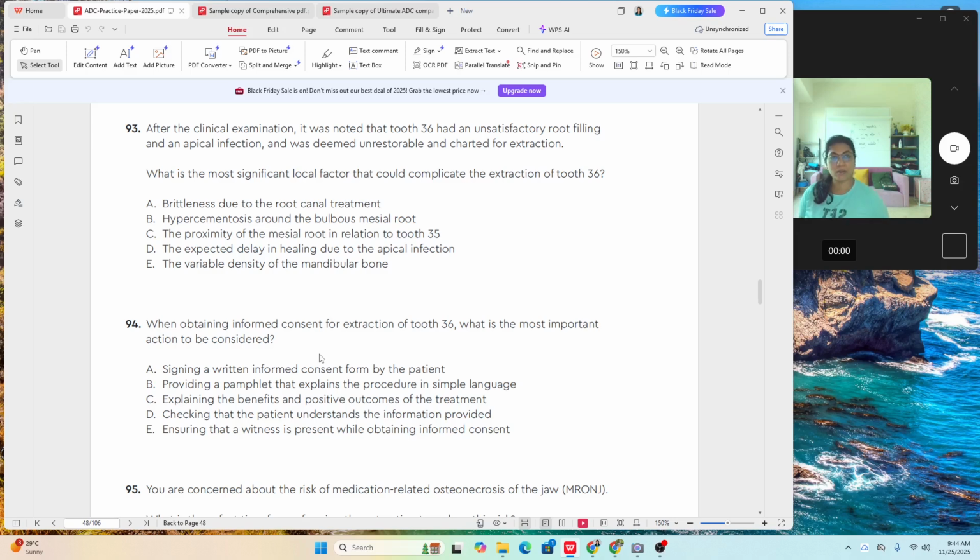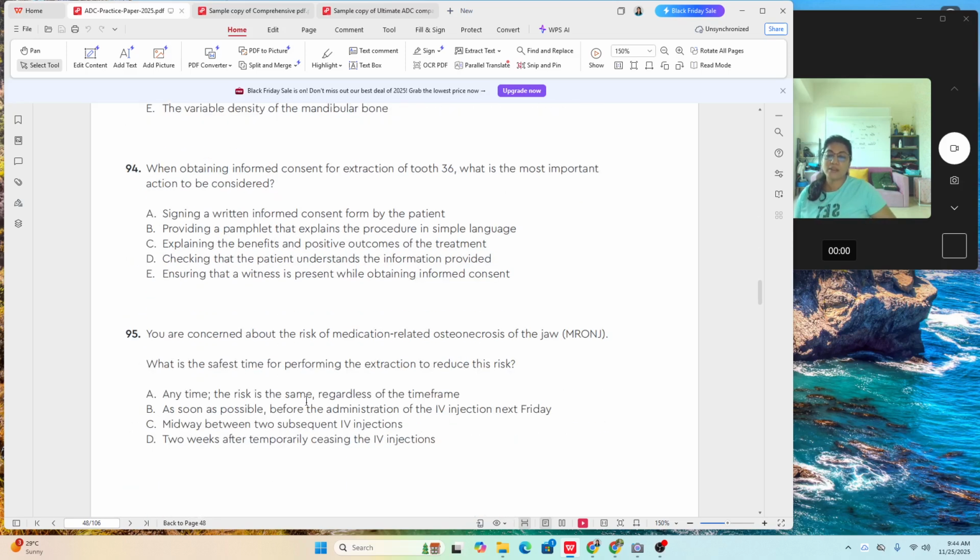So if the parent was the patient, like if I have an adult patient, then obviously the adult patient needs to understand what I'm explaining. So, checking that the patient understands the information provided is the most important action. The rest of the things are also important, but the most important is option D.